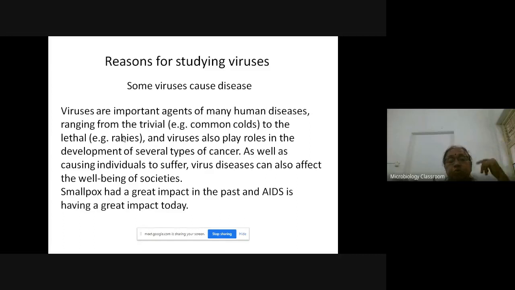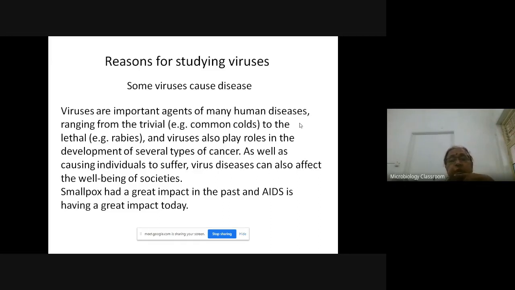This yet today also it proves to be fatal. So this is one type. They are responsible for many types of human diseases, ranging from common colds, which are a part of our lifestyle and are not lethal, to lethal ones. An example is rabies and many types of infections.